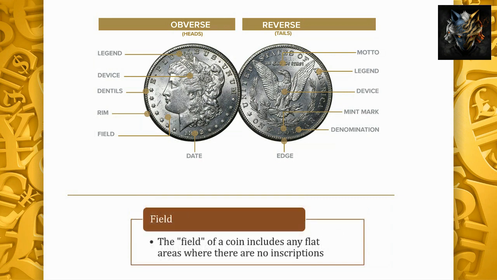Now, the next one is the field of the coin. So if you follow my mouse, you'll see the little pointer here, and I'm pointing to all of the areas that have nothing on them.